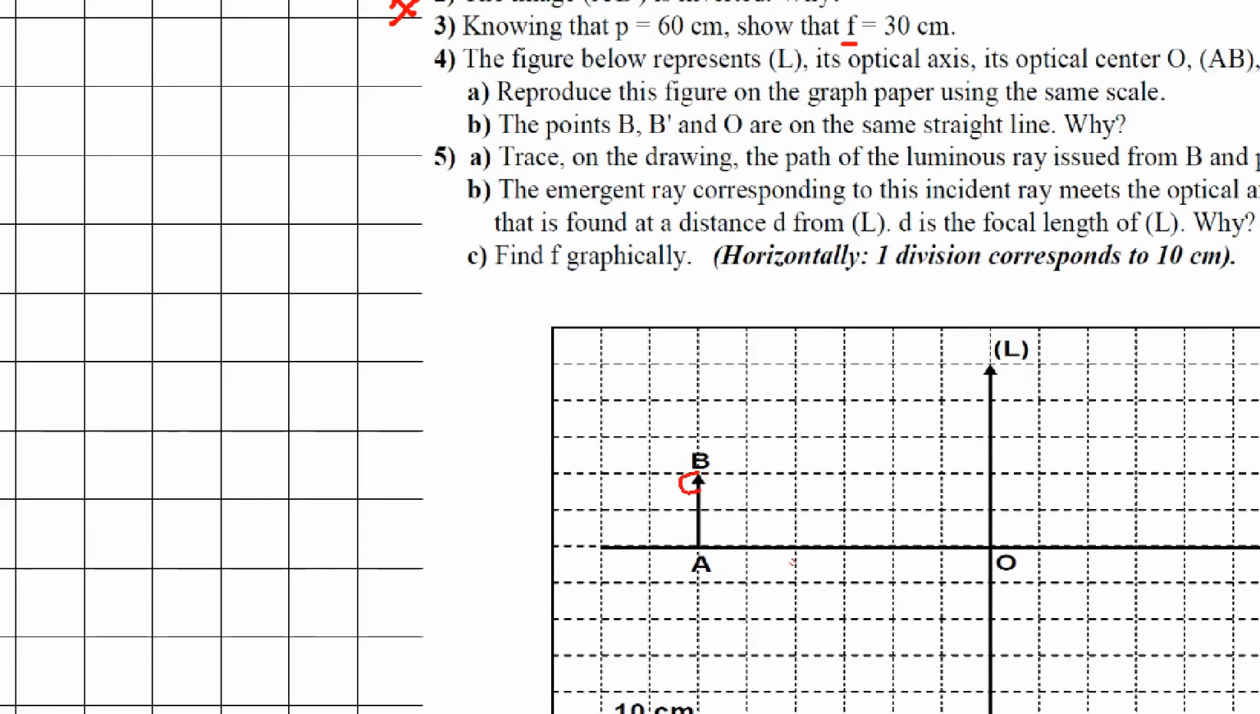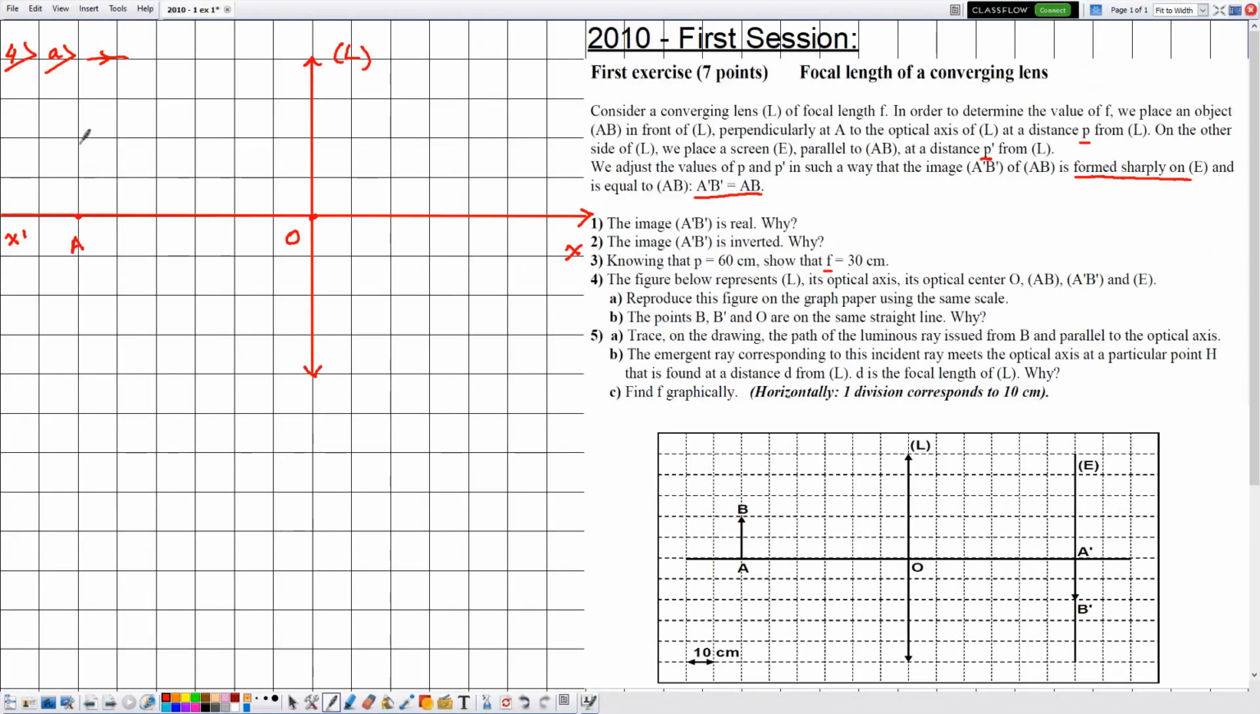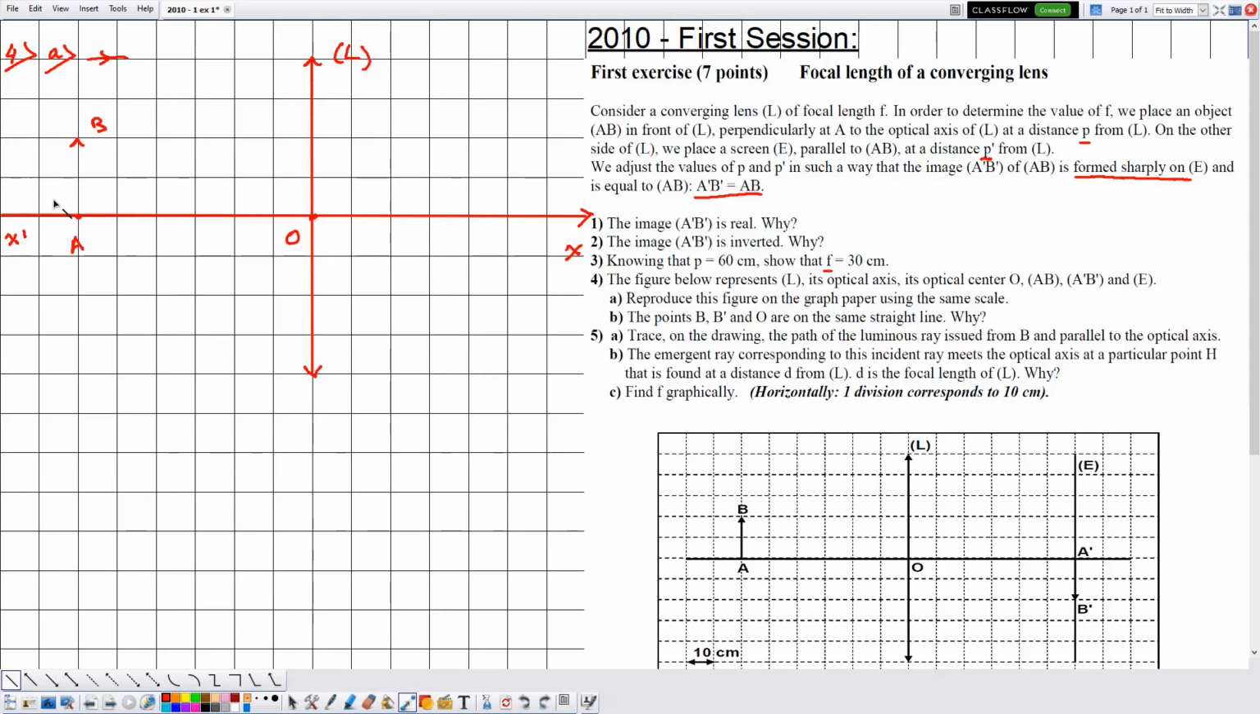And the point B is located 2 divisions above A. A hat is found on B. This is the point B. And AB is the object.